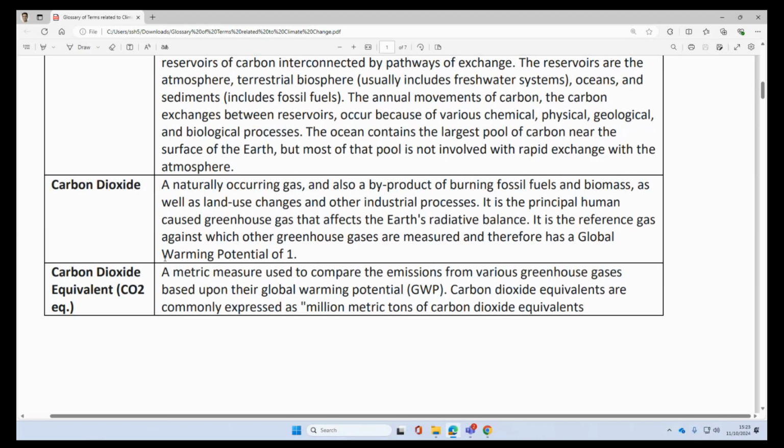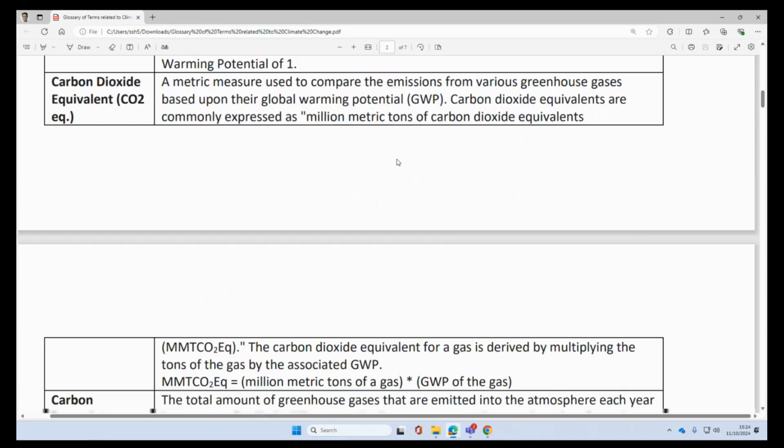So when we're talking about methane released, we're talking about 25 CO2. When we're talking about some other gas, we're talking about 60 CO2. So all the scientists have basically done is take all those gases and always talk in terms of CO2 equivalent. And that's why you will always see a CO2 equivalent with an EQ sign or an E sign. It's a metric measure used to compare the emissions from various greenhouse gases based upon their global warming potential. Carbon dioxide equivalents are commonly expressed as million metric tons of CO2 equivalents, but don't worry about that detail.